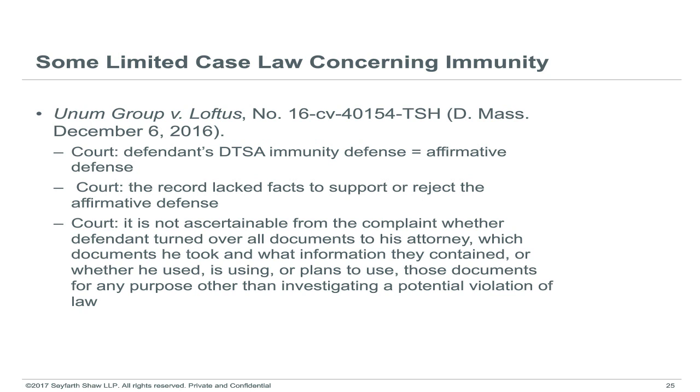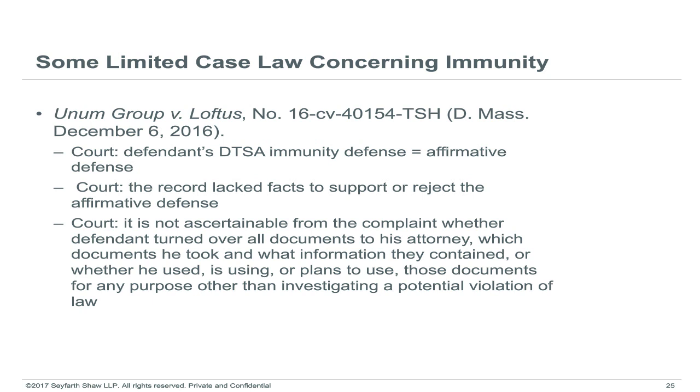The court, for the first time in construing the DTSA, said yes, employees do have an immunity defense. It's an affirmative defense that they have to prove. And at a motion to dismiss, where you have to assume everything in the plaintiff's complaint is true, the record lacks facts to support or reject that affirmative defense. And the court pointed out that it wasn't ascertainable from the complaint whether the defendant turned over all the documents to his attorney and how he used the documents, and if they were all used for the purposes of investigating a potential violation of the law. And so it was premature to dismiss the plaintiff's case on that basis.